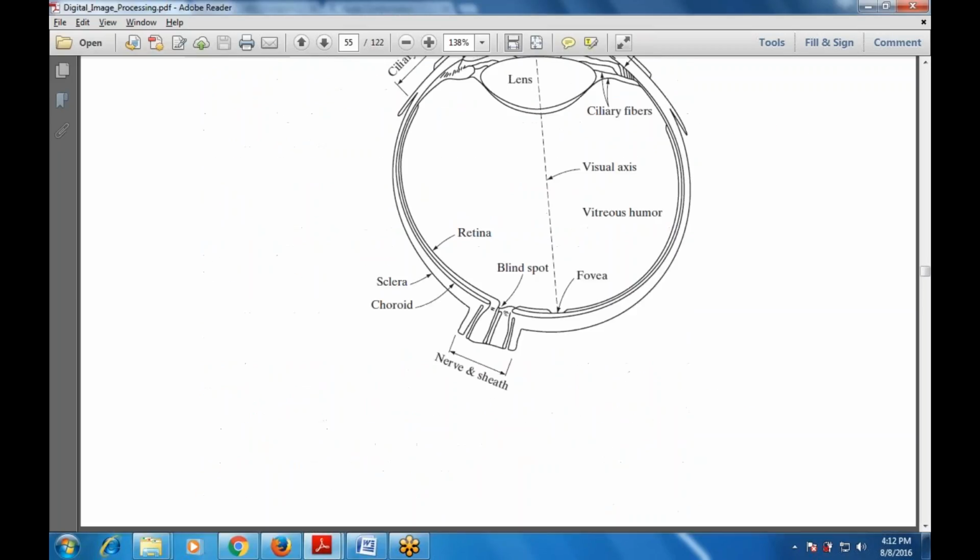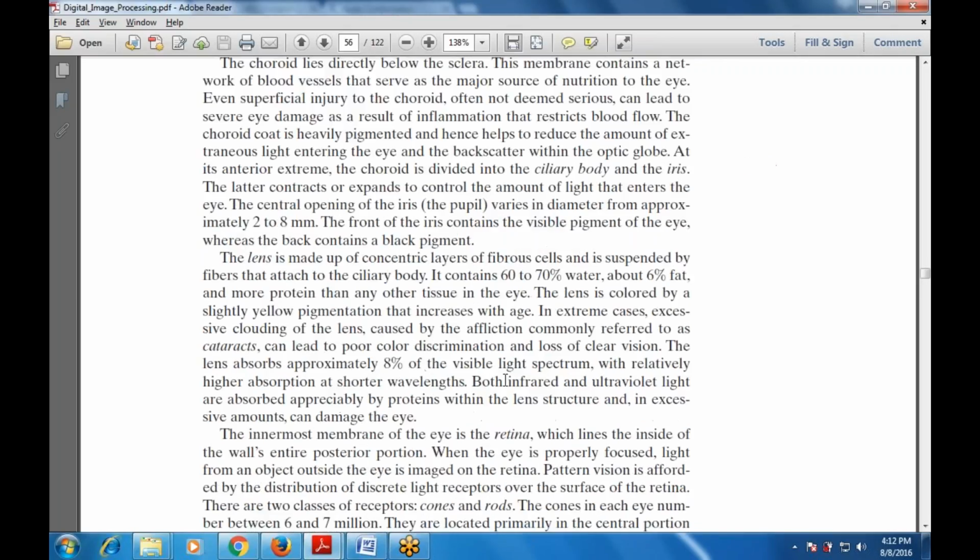Now, if I'm talking about the diagram of the retina, there is the visual axis, vitreous humor, blind spot, nerves, and the choroid.